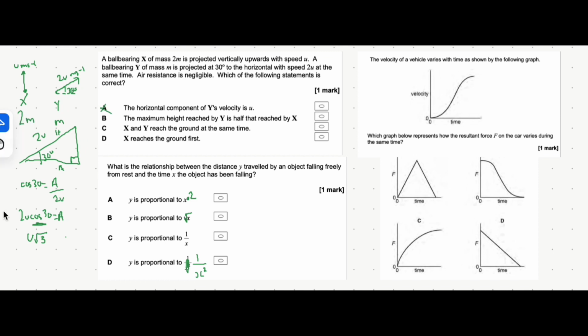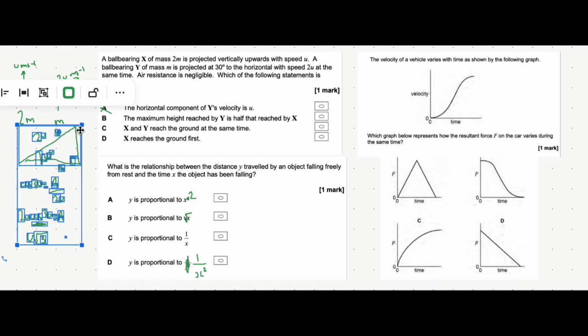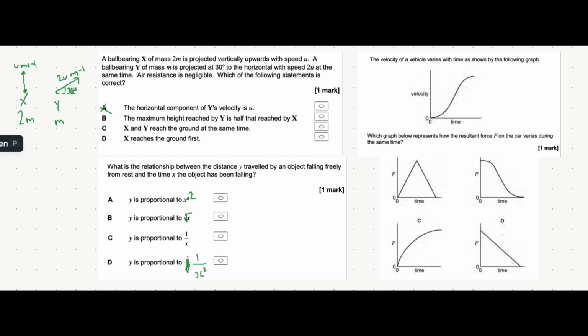I'm just going to clear some of this up so we have space to show the rest of the question. It then asks whether the maximum height reached by y is half that reached by x. How do we find the maximum height? Well, if we form Suvat equations for both variables, let's break them down. We found the horizontal component is 2u cos 30, so the vertical will be 2u sin 30.